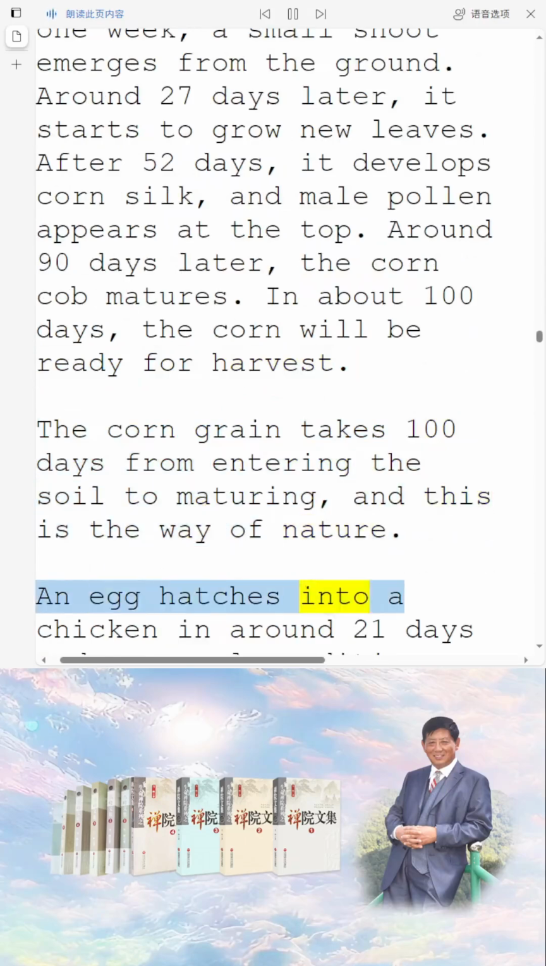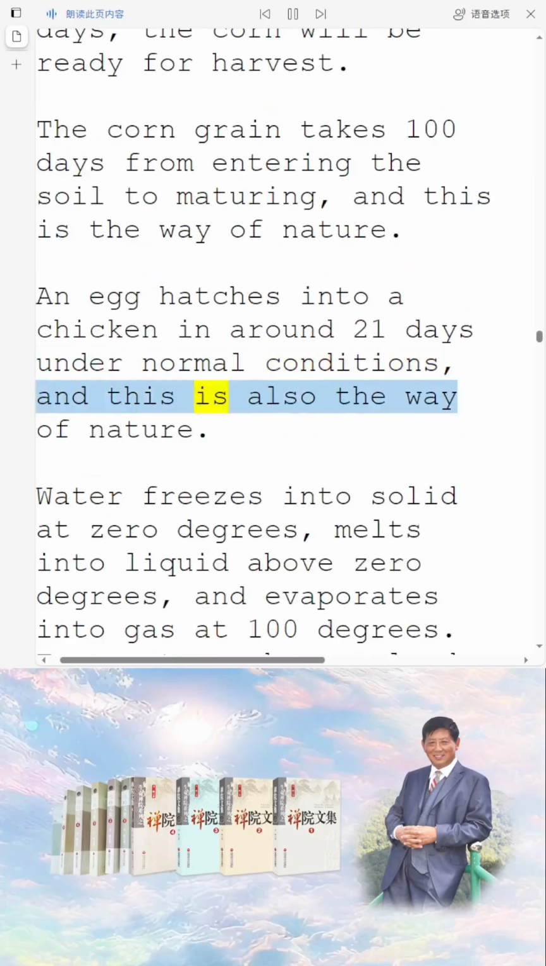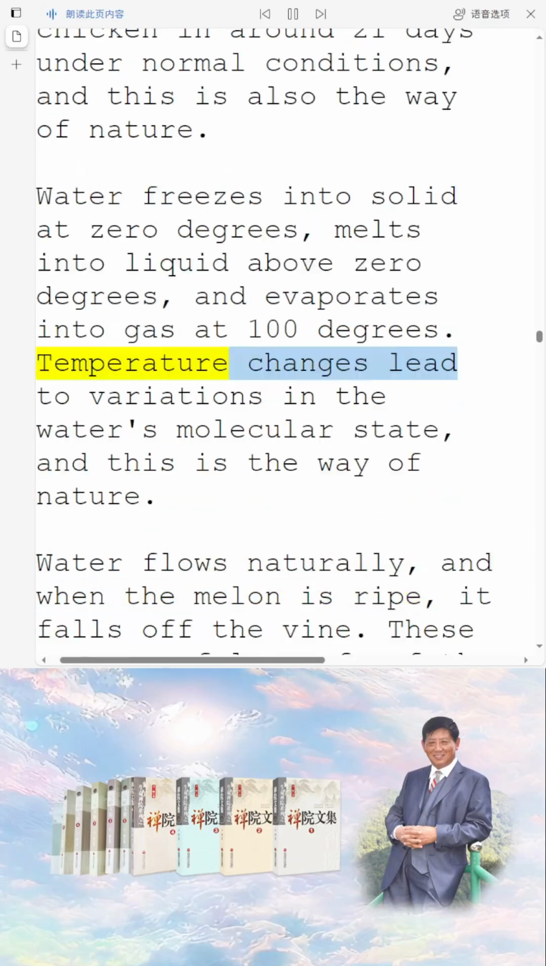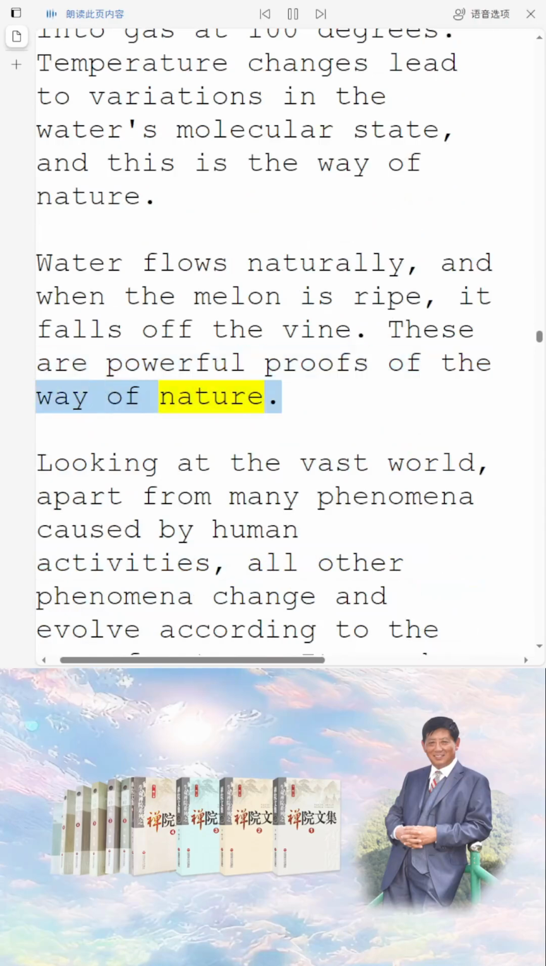An egg hatches into a chicken in around 21 days under normal conditions, and this is also the way of nature. Water freezes into solid at 0 degrees, melts into liquid above 0 degrees, and evaporates into gas at 100 degrees. Temperature changes lead to variations in the water's molecular state, and this is the way of nature. Water flows naturally, and when the melon is ripe, it falls off the vine. These are powerful proofs of the way of nature.